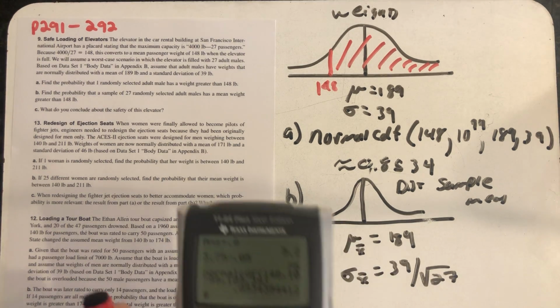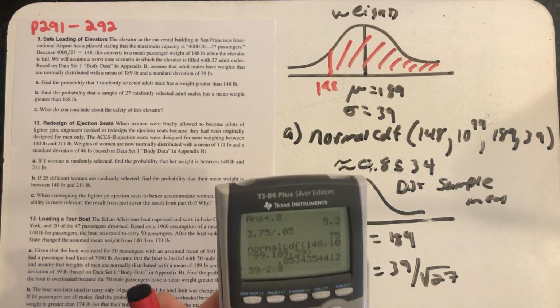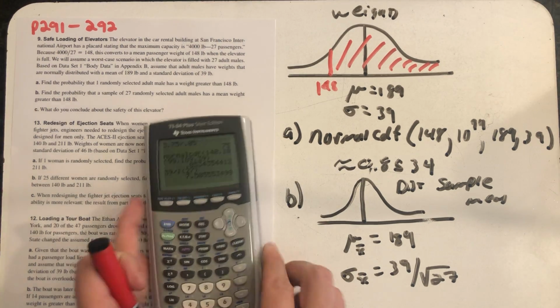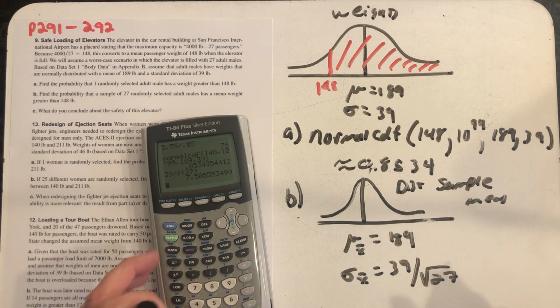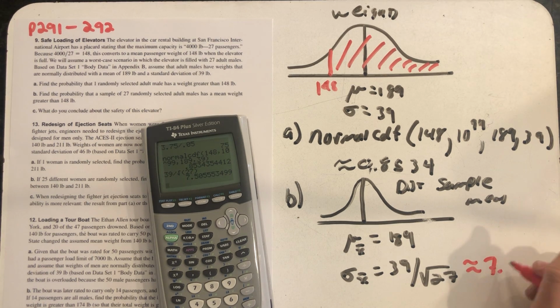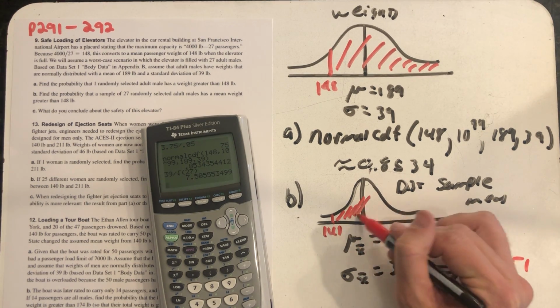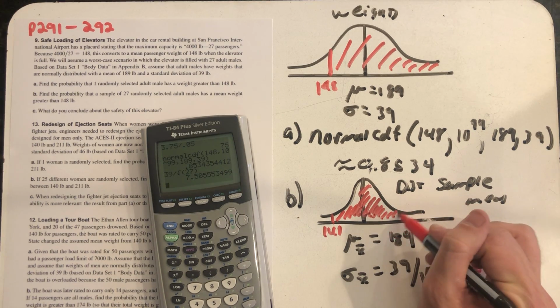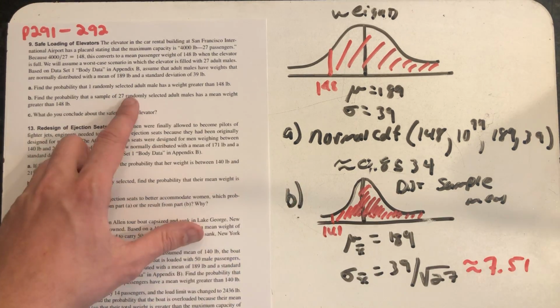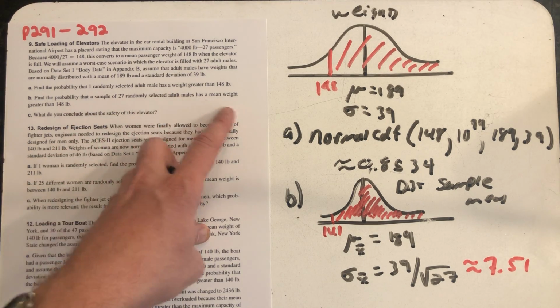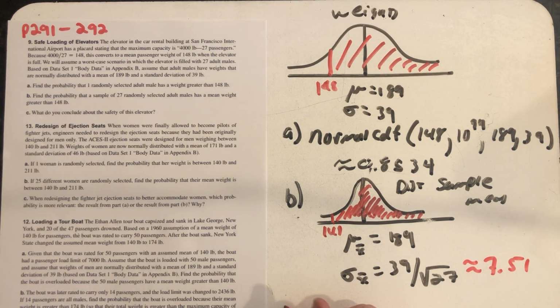I actually don't need to know exactly what that comes to, but I'm going to look at it just to see. That comes to about 7. A much smaller standard deviation. All right, so 148. Still more than. Selected 27 men, mean weight greater than 148. So we're still using a normal CDF.